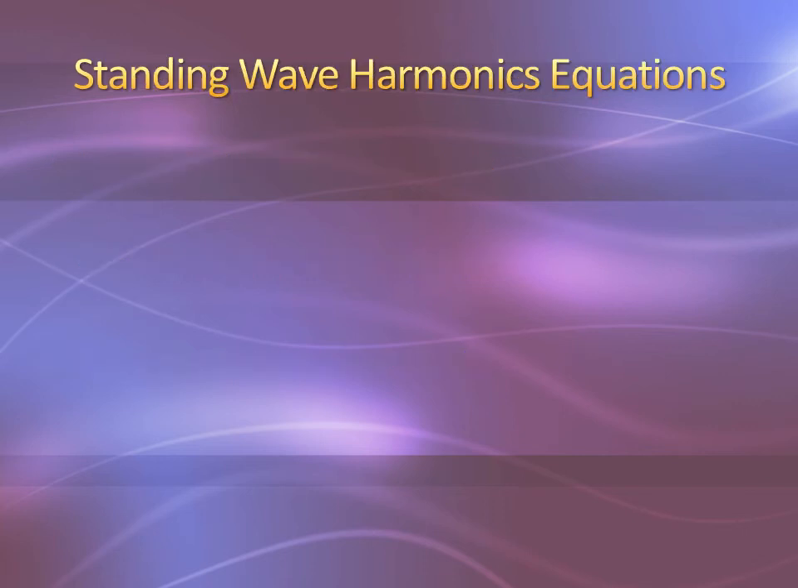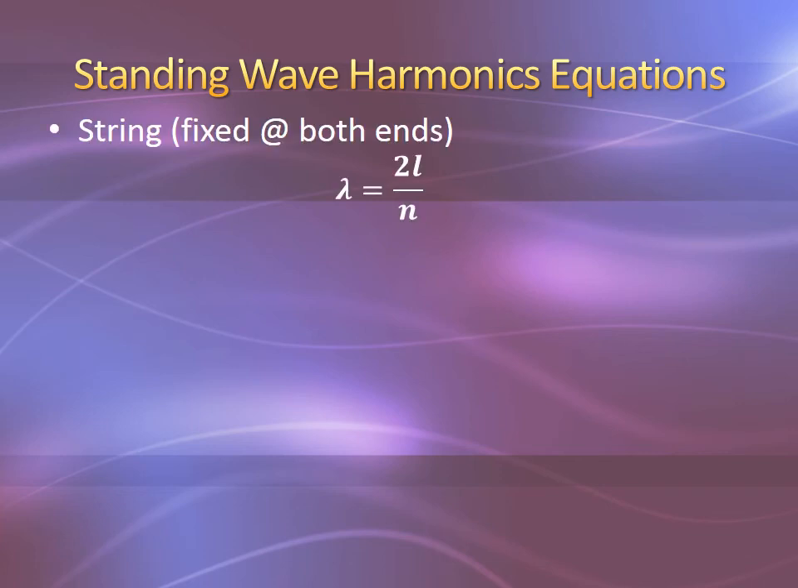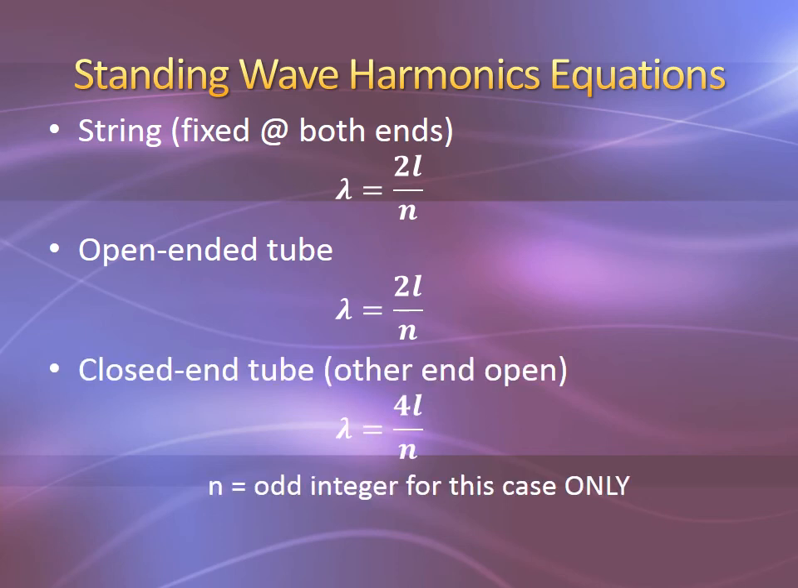So again, to review the harmonics equations, for the string, it's 2L over N equals wavelength. Same thing with an open-ended tube, except instead of nodes at the end, it's antinodes at the end. And then for a closed-end tube with the other end open, it's 4L over N equals wavelength. And in this case, you can only have an odd harmonic because you can only get an odd number of half wavelengths in your standing wave pattern.